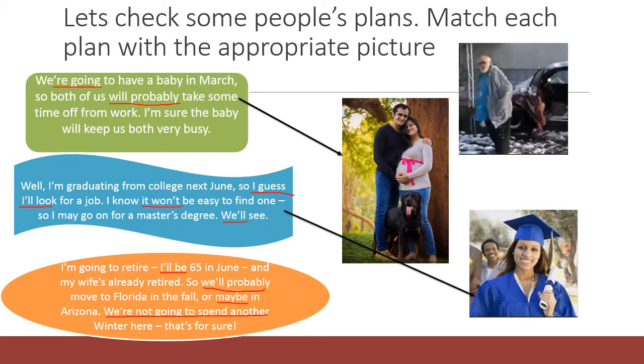The second plan, I'm graduating from college, so you can see a student that is getting ready to graduate. And the third one, I'm going to retire. Remember that retire means in Spanish jubilarse, no retirarse de algún lugar, sino jubilarse. Okay, so with this introduction, let's continue with the next activity.